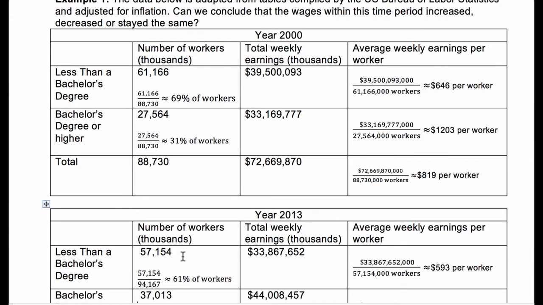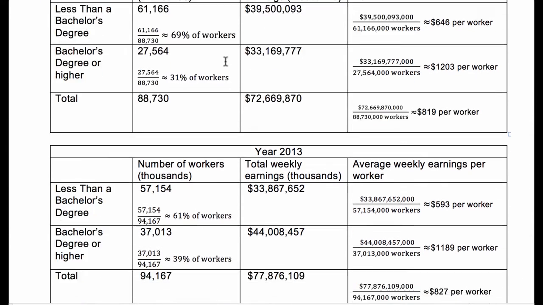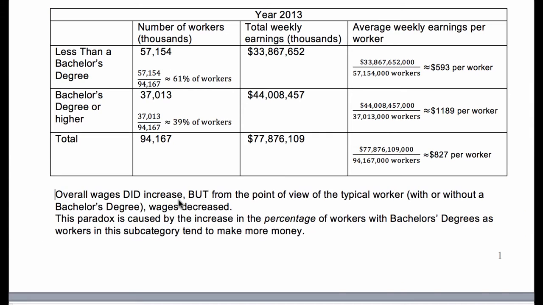So, to answer our opening question: can we conclude that the wages within this time period increased, decreased, or stayed the same? The answer depends on your perspective. Overall, wages did increase, but from the point of view of the typical worker, with or without a bachelor's degree, wages decreased. This paradox is caused by the increase in the percentage of workers with bachelor's degrees, as workers in this subcategory tend to make more money.